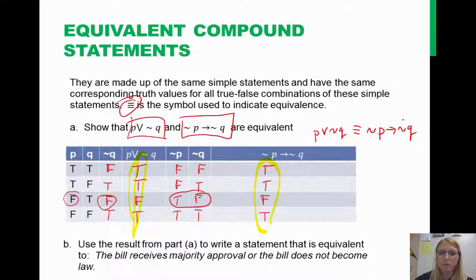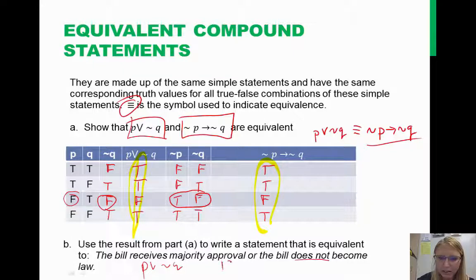Use the result from part A to write a statement that is equivalent to the bill receives majority approval or the bill does not become a law. Notice that that is in the form of P or not Q, because we could say the bill receives majority approval is P. The bill does not, so it's a not, become law is not Q. So we can write this same statement in this form.